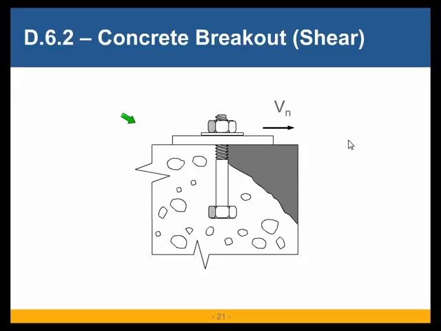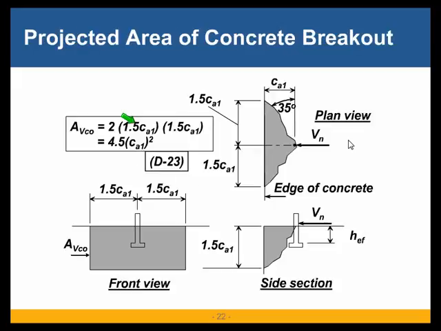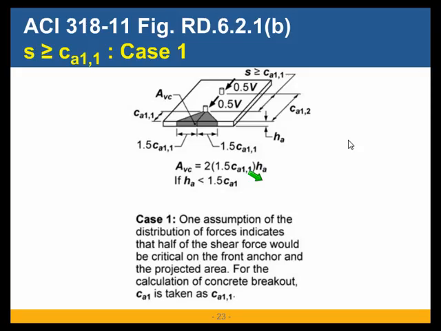So let's start with concrete breakout under shear. And just like concrete breakout in tension, ACI 318 requires us to consider a breakout surface like this. This is the plan view, and a 35-degree angle starting from the anchor, but this is only for one anchor. And on top of that, ACI 318 also requires us to consider a number of cases.